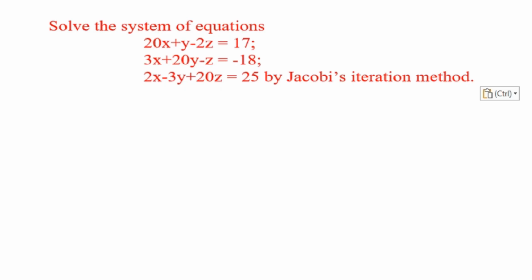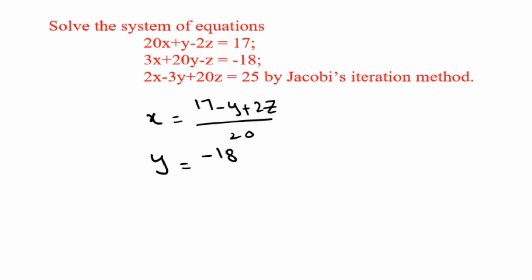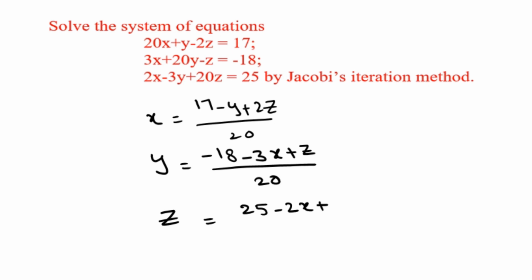By solving the equations, we can obtain from equation 1, x is equals to 17 minus y plus 2z by 20. y is equals to minus 18 minus 3x plus z by 20, and z equals to 25 minus 2x plus 3y by 20.